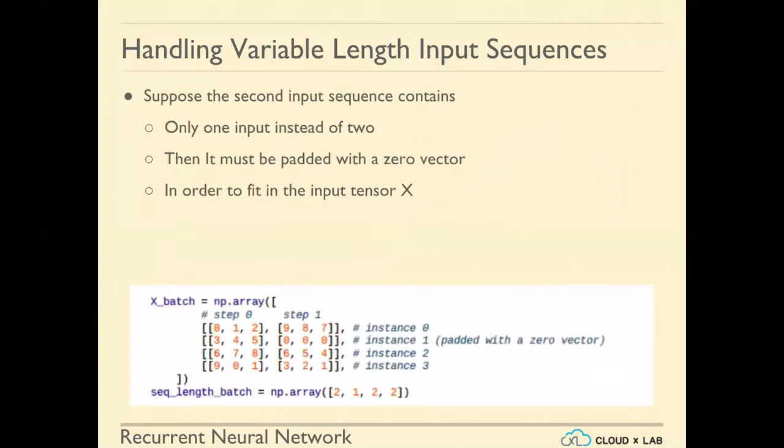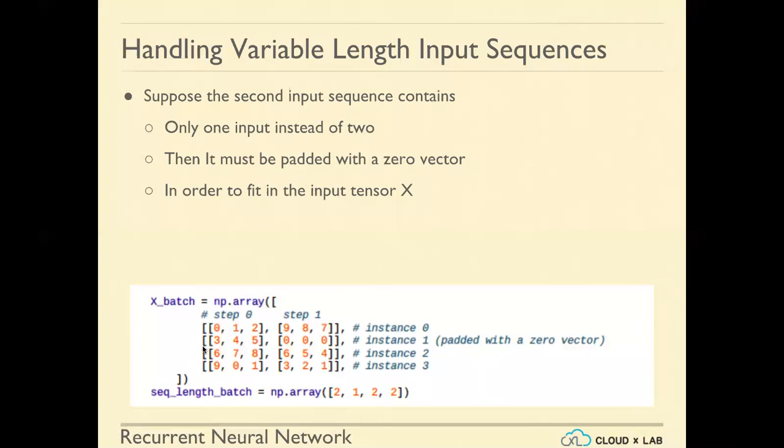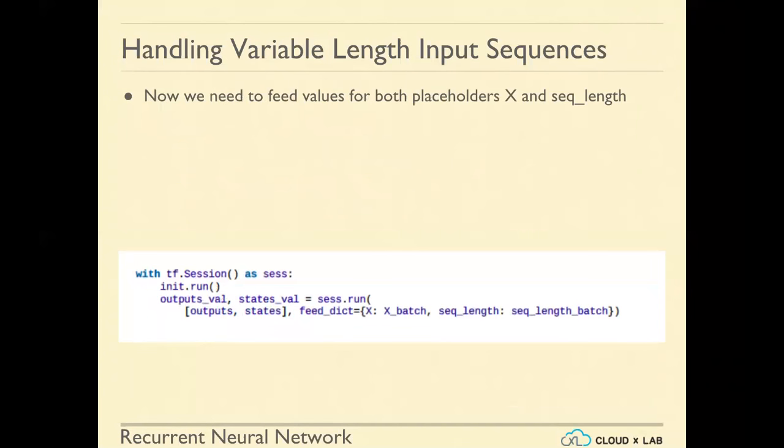Suppose the second input sequence contains only one input instead of two. Then we must put zeros in it in order to fit the input tensor X. And while feeding, we need to feed values for both the placeholder X and the sequence length. So while feeding, we're going to feed the sequence length for every batch.